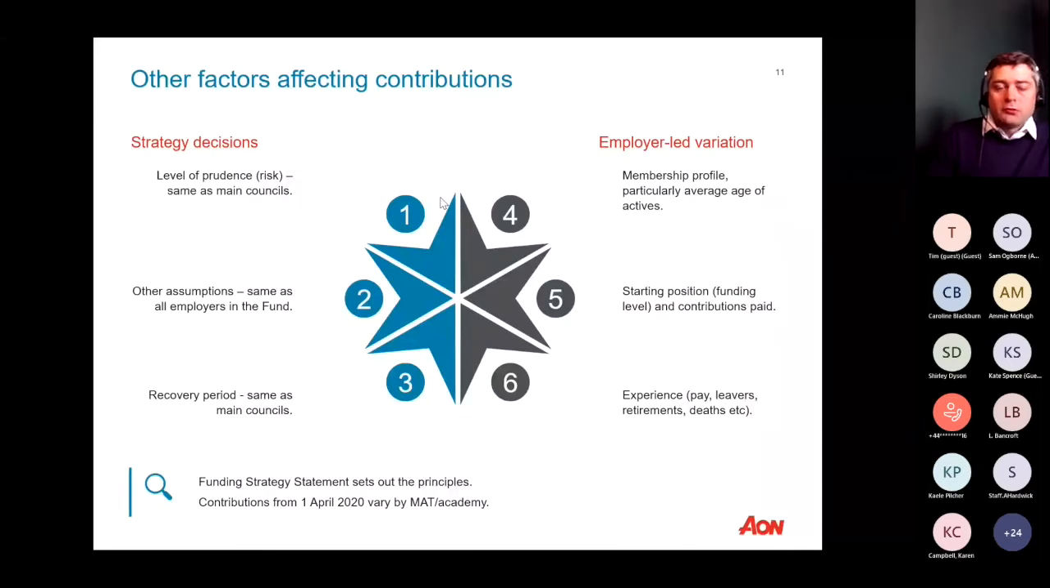So we start on the left. We have the level of prudence used when deriving the discount rate, which we already talked about a bit, which for academies is the same as for the main councils. Then we have other assumptions used to calculate the liabilities, which are the same for all employers in the fund. And finally, we've got the recovery period, which is the period over which any surplus or shortfall is eliminated. And for academies, this is the same as for the main councils.